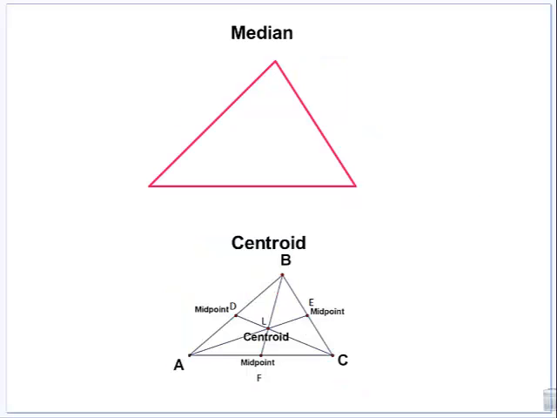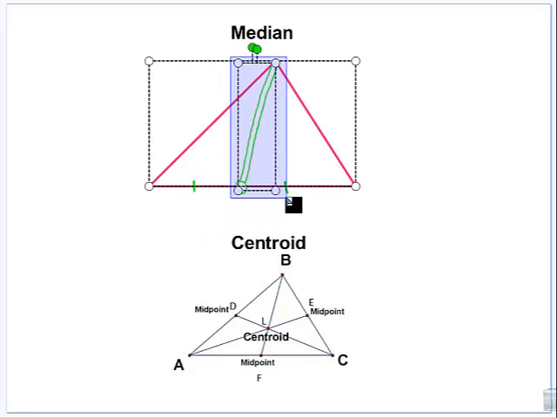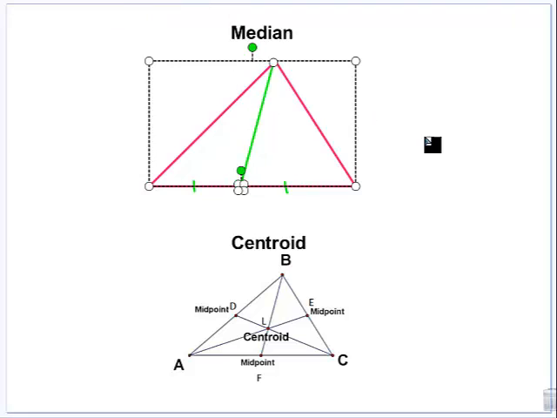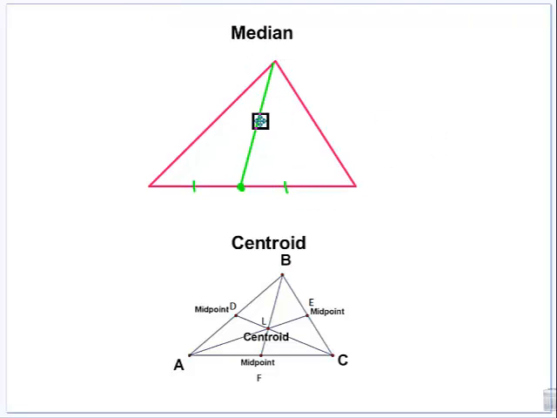And then this last one here is the median. The median goes from the vertex to the midpoint of the side opposite. So the median goes from the vertex of a triangle to the midpoint of the side opposite of the triangle. This would be an example of the median. And then the intersection of all three medians is known as the centroid. So here's an example of a centroid. We have the three medians of the triangle, and they intersect at this point L, which is the centroid.